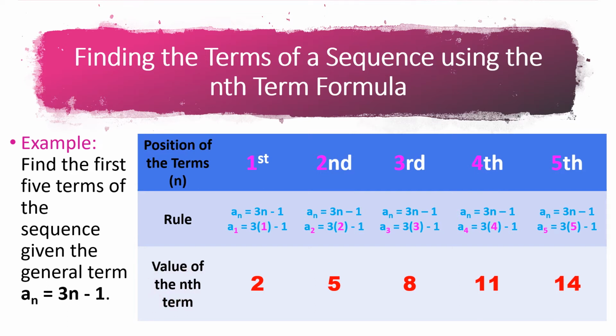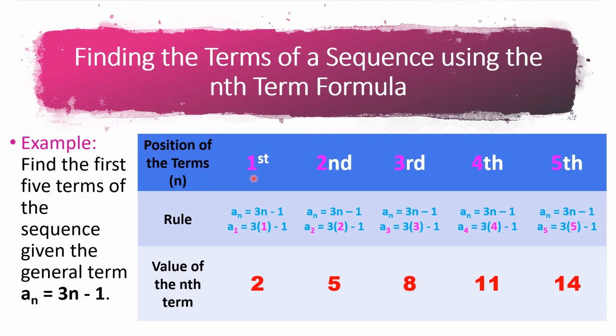Now, let's start. So, una mong gagawin is to copy the formula given in the question. That is a sub n is equal to 3n minus 1. Then after that, i-evaluate lang natin itong equation na to by substituting the position of the terms. Since ang una natin hahanapin ay ang first term, kasi sabi doon first 5 terms, so mag-uumpisa tayo sa first term.